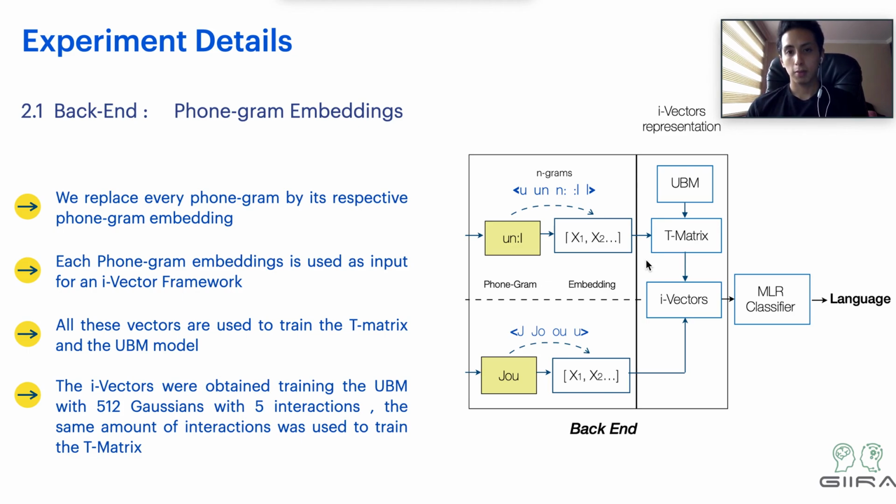We use this set of embeddings to train an i-vector system, training the UBM and the T-matrix to obtain the i-vectors, where each i-vector represents the corresponding audio of our database. Then we use the i-vectors that we have obtained for each audio as input to a classifier to identify the language of the speech sample.